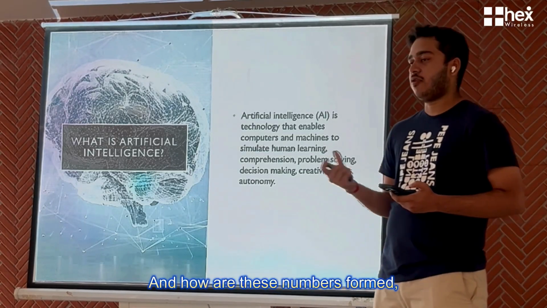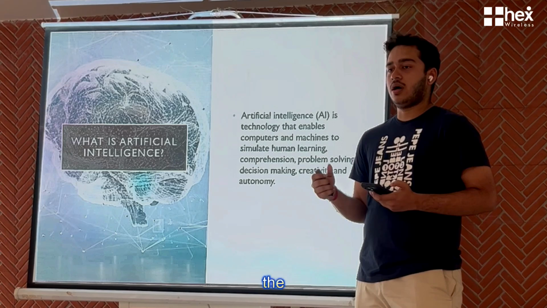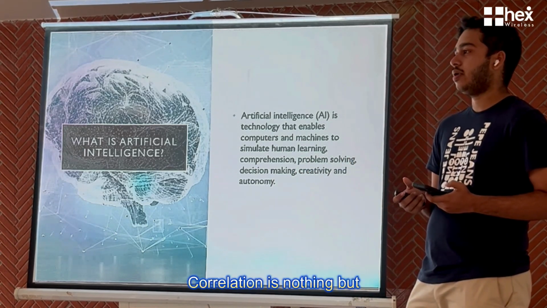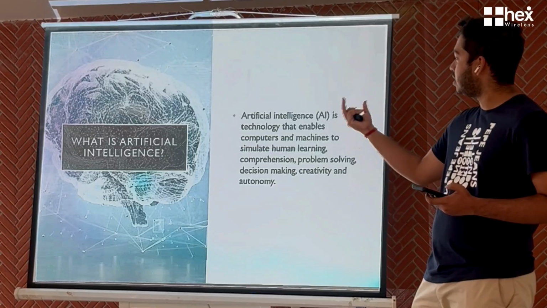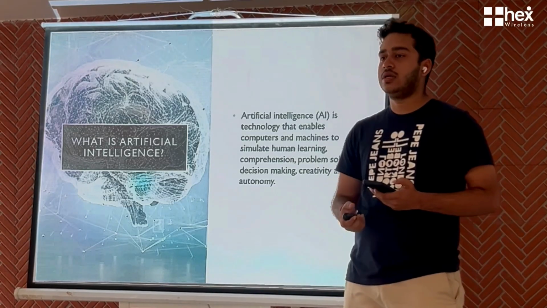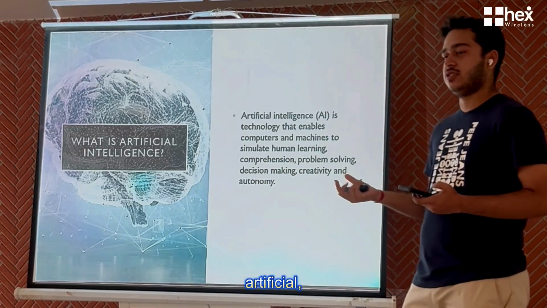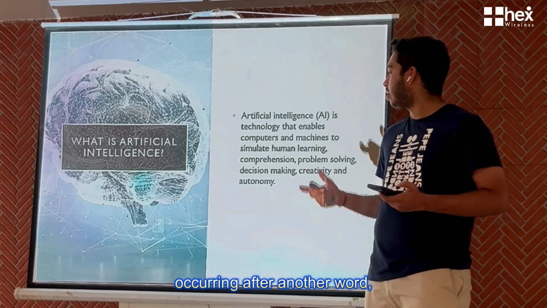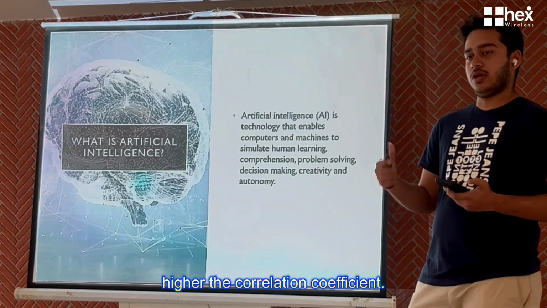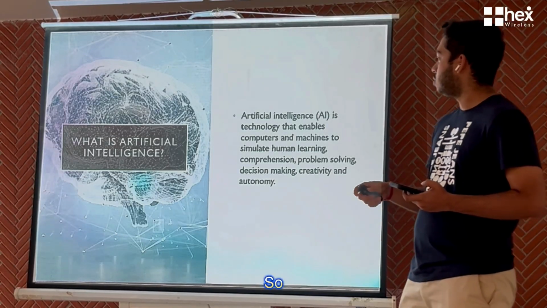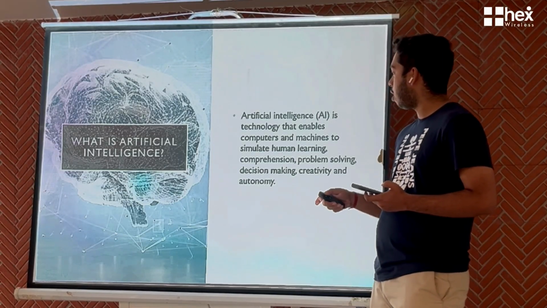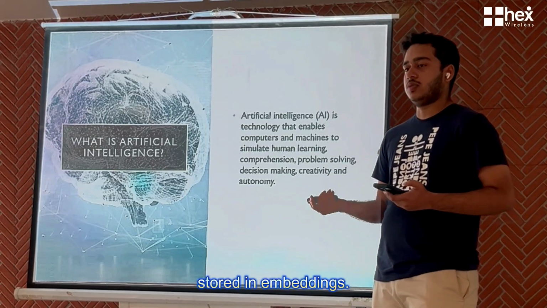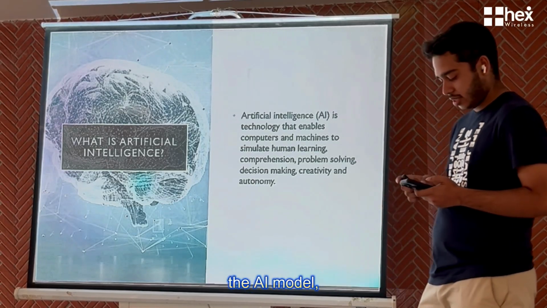And how are these numbers formed, right? Basically, the AI forms a correlation mapping. Correlation is nothing but if you see two words such as artificial and intelligence, there is a high probability that after artificial, the word intelligence would come. So the higher the probability of a word occurring after another word, the higher the correlation coefficient. In order to store that, we have vectors. These vectors are then further stored in embeddings. These embeddings are further trained with the AI model, right?